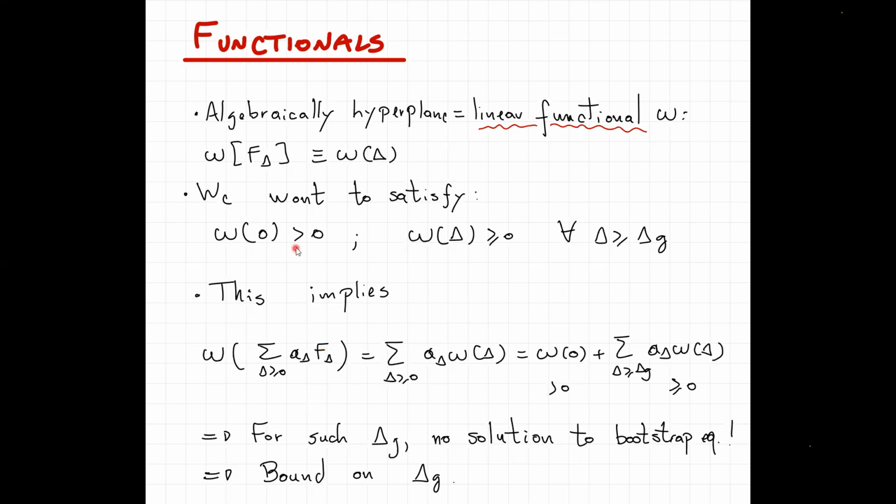So the conclusion is that if you can find a functional satisfying these conditions, then you can find a bound on delta G, on the gap. And this is a universal bound that would apply for any CFT.